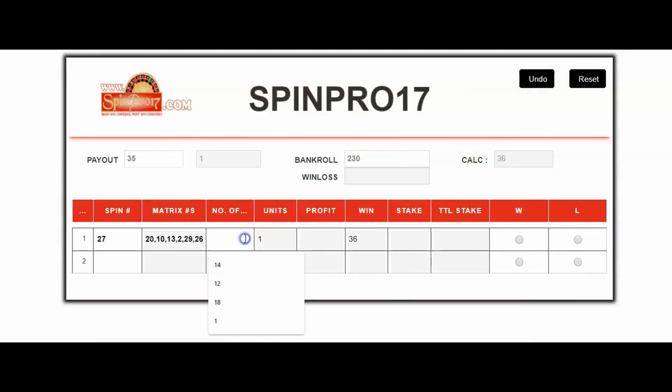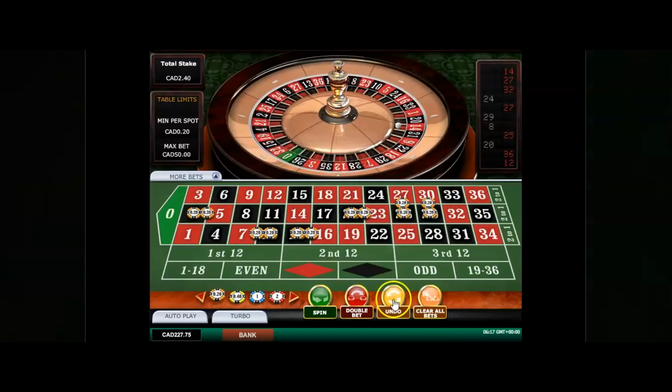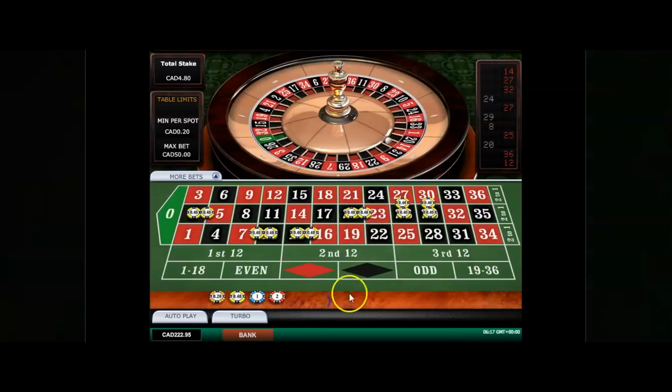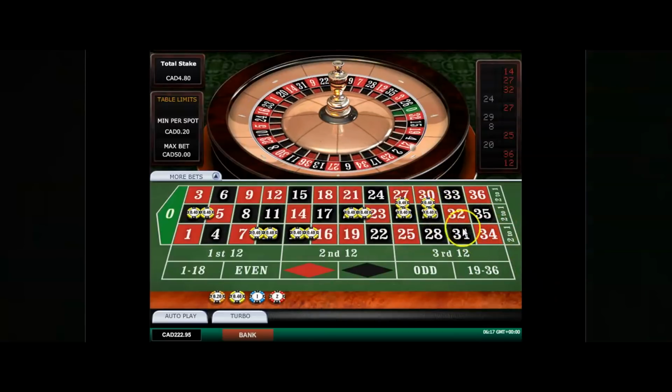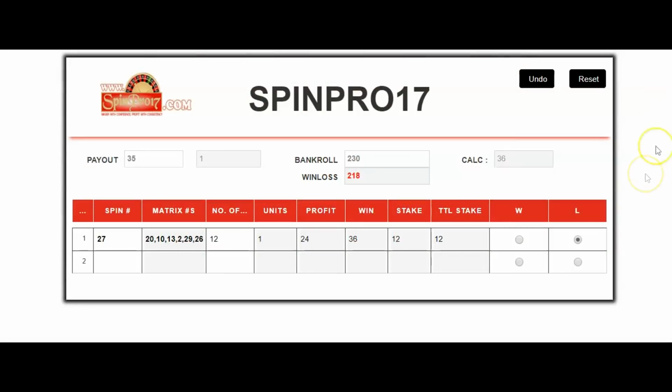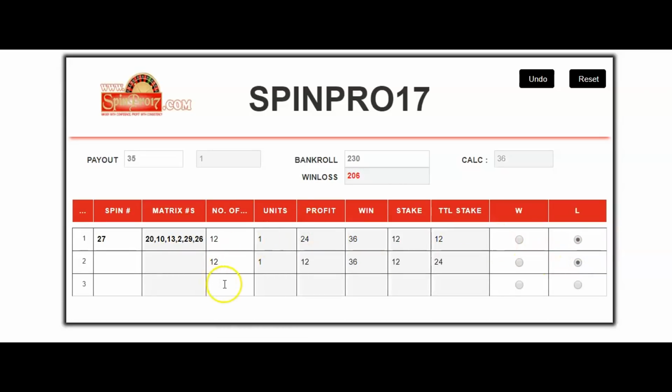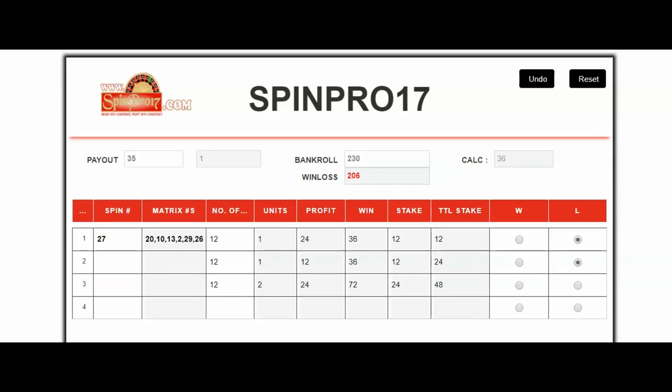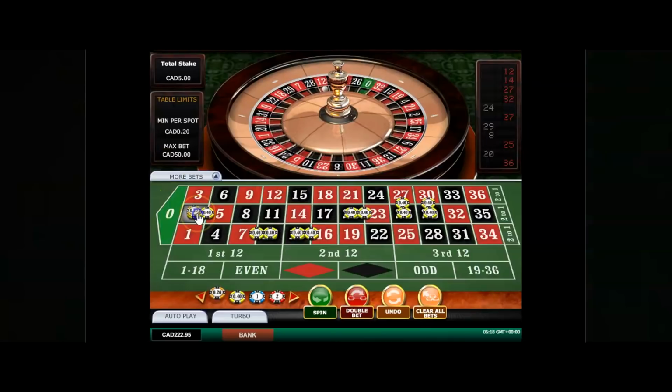So this is considered a loss. Oh, I'll put in 12 here. Excuse me. Okay, and I'm going to do the same thing. I'm going to repeat my bet, but I'm going to increase it, right? There you go. All right. And I need to declare that as a loss. I'm just doing this to track everything. Okay, so I'm going to repeat my bet. I'm going to increase.